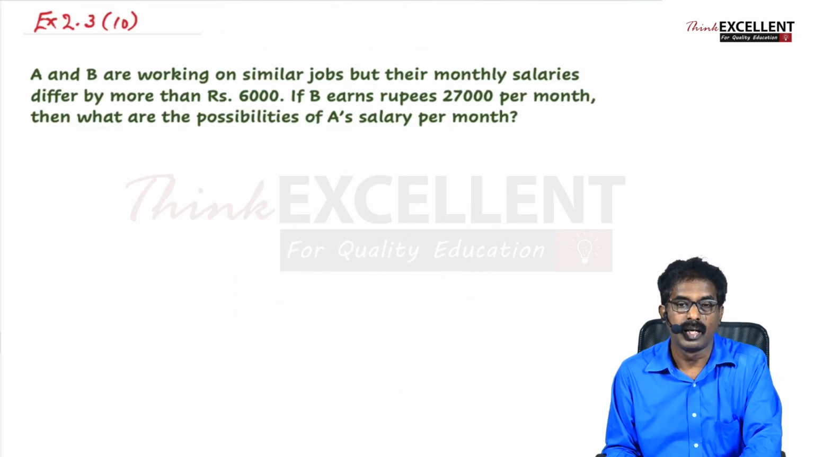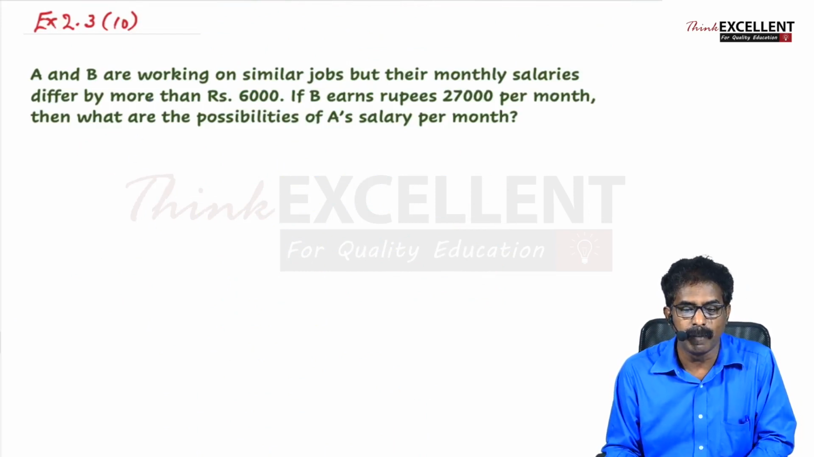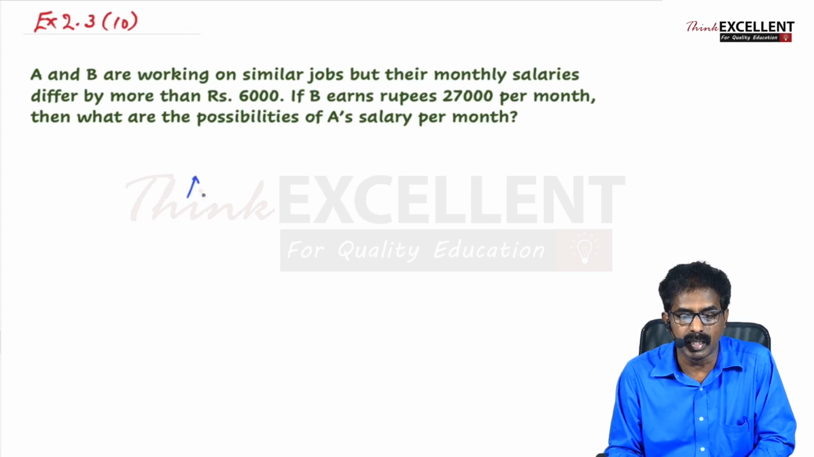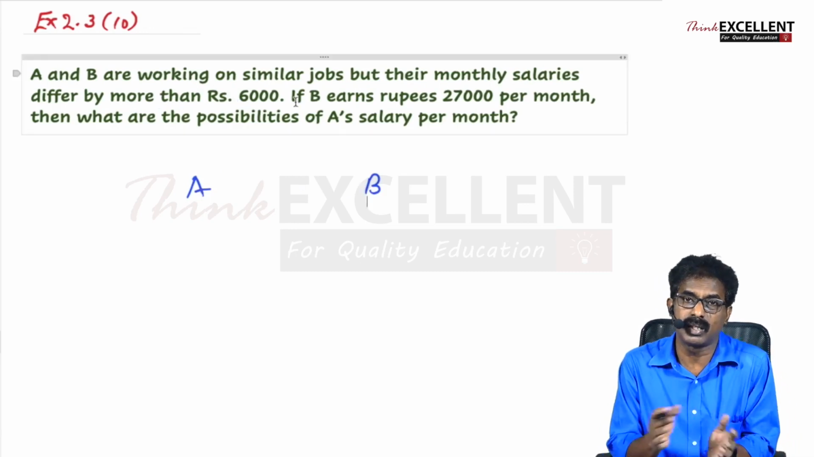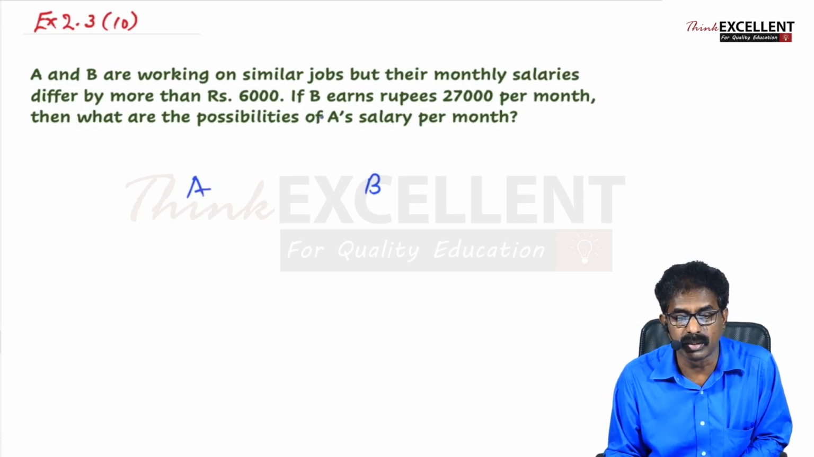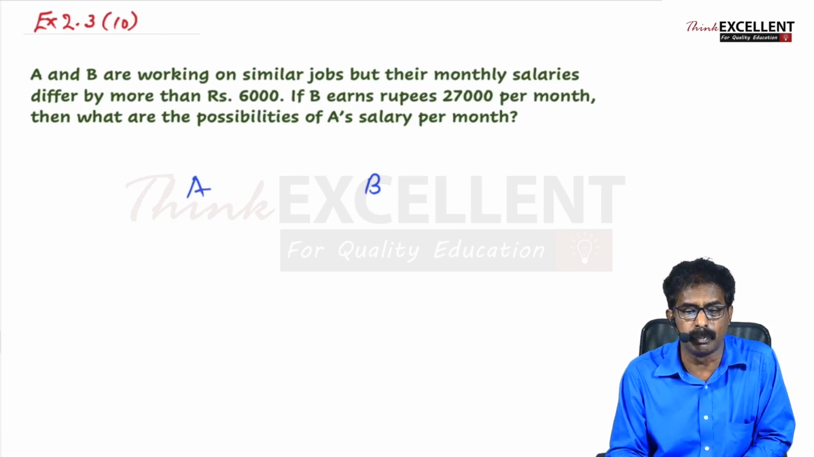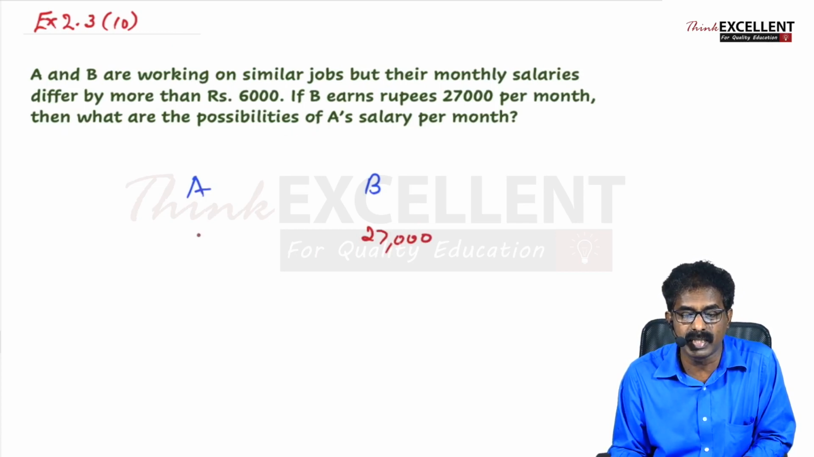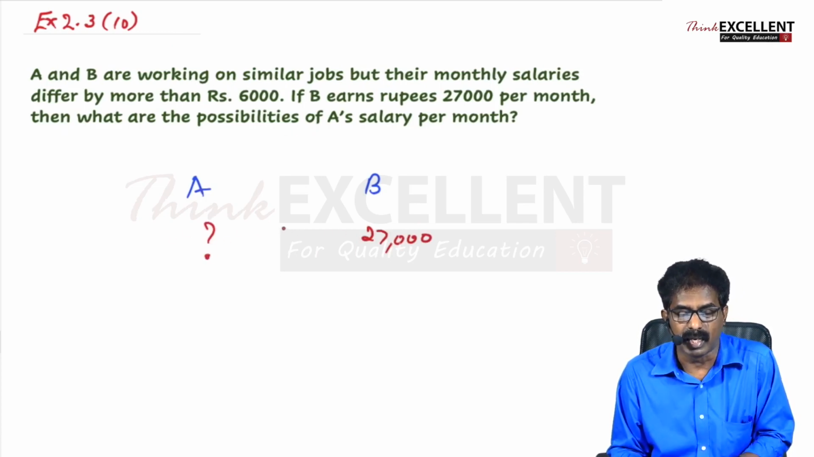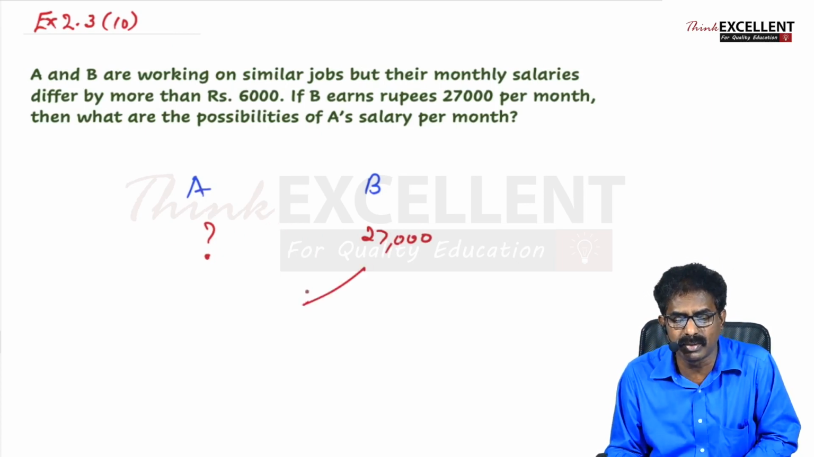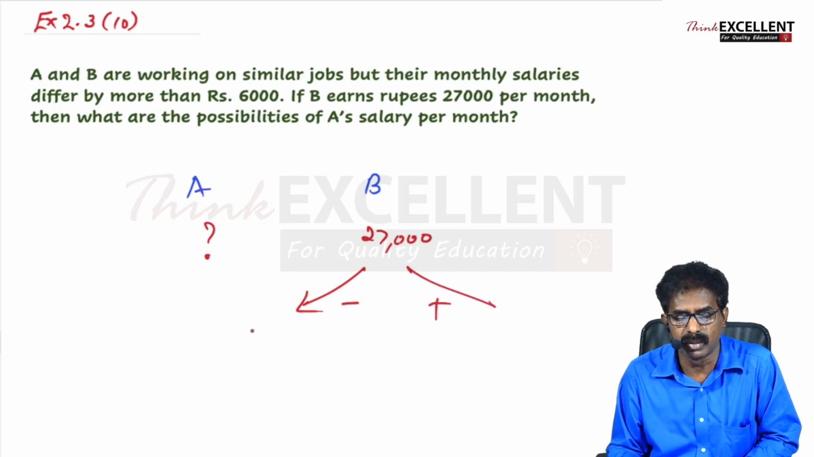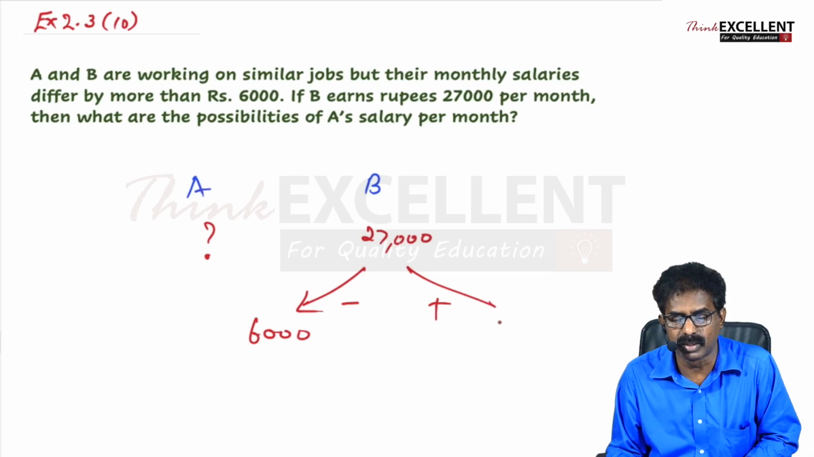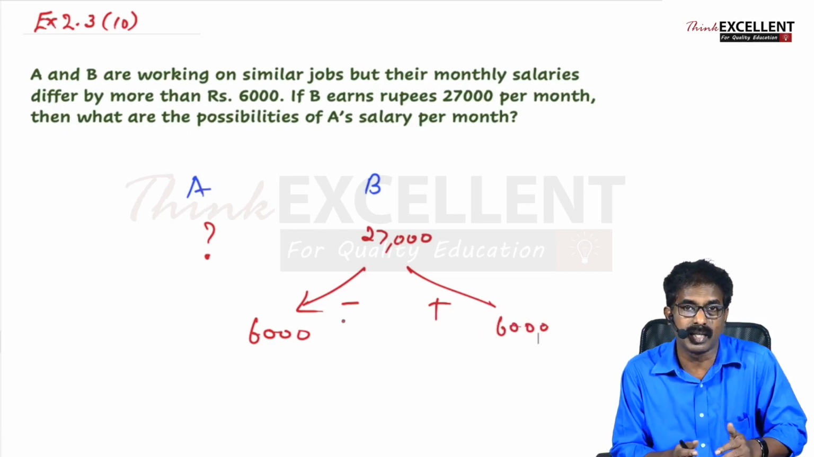Okay, now let's go for the last question. Look at this question. A and B are working in a similar job, but their monthly salaries differ by more than 6,000. Who is getting more? Nothing is specified. The difference is more than 6,000. If B earns 27,000 per month, then what are the possibilities of A's salary? The difference must be at least 6,000, so either 6,000 less or 6,000 more, right?